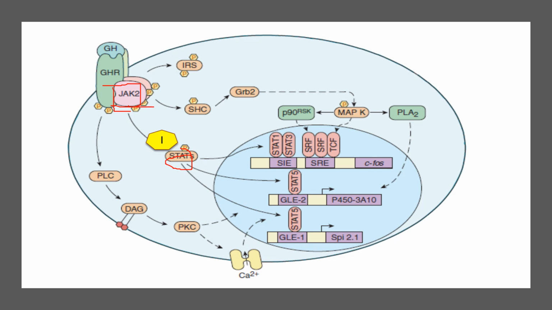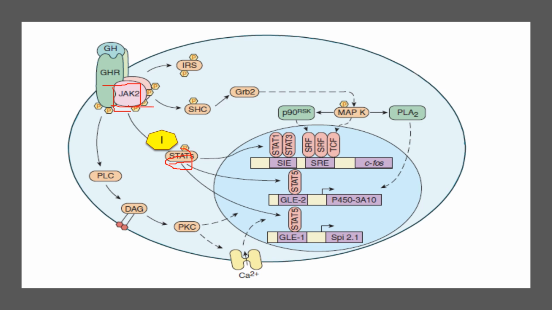Now when the growth hormone binds with the growth hormone receptor, there will be activation of the cytoplasmic domain of it, which induces the JAK kinase, and there will be phosphorylation of this STAT. This phosphorylated STAT will migrate to the nucleus and induce various genes that mediate the hormone action. So this is the function of the JAK-STAT pathway.